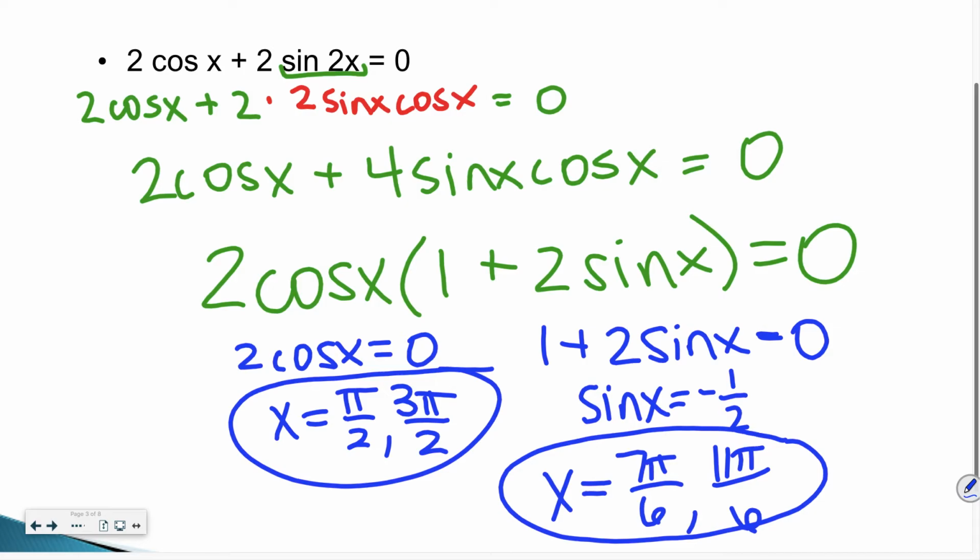So if we factor out this 2 cosine of x, left over here when we divide it out is a 1, and left over here when we divide it out is 2 sine of x. Do you see? Okay, good. Other questions on this example?